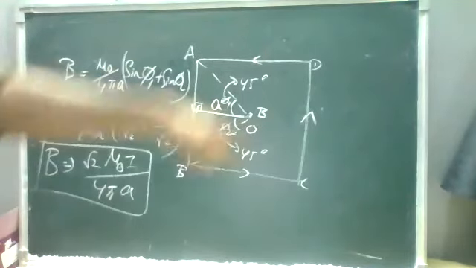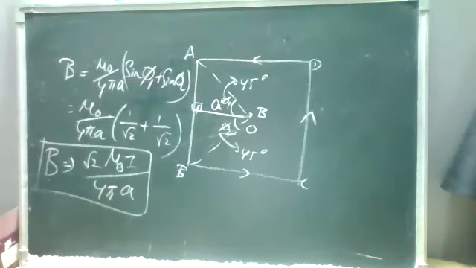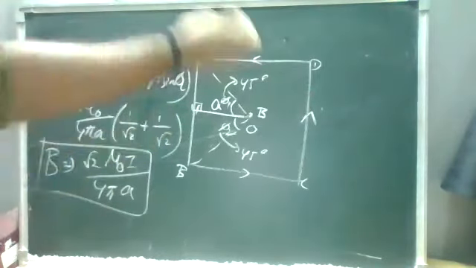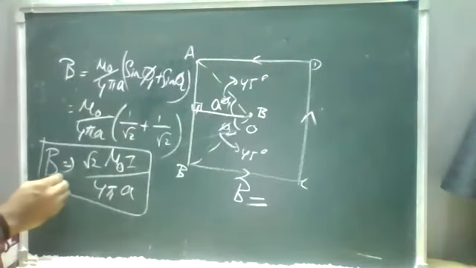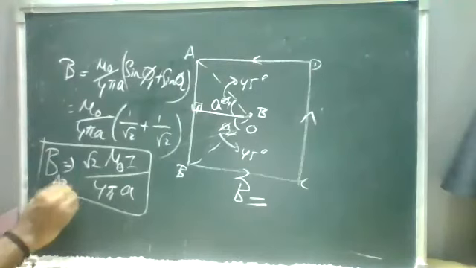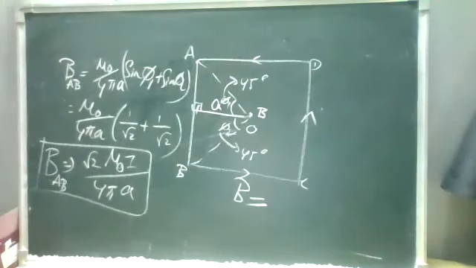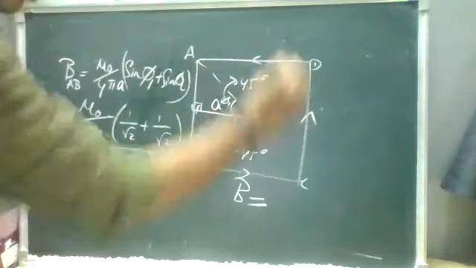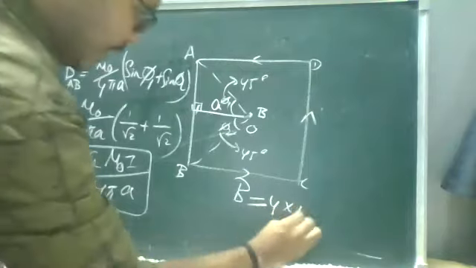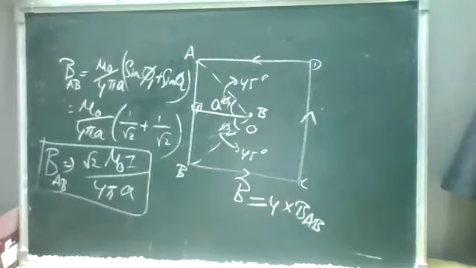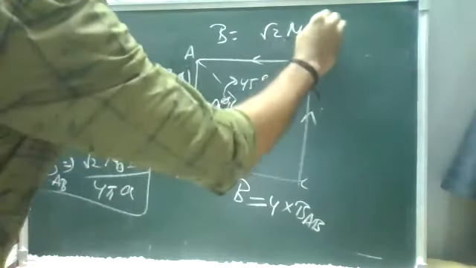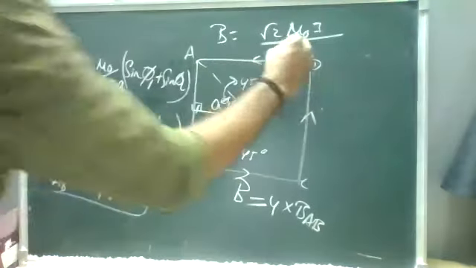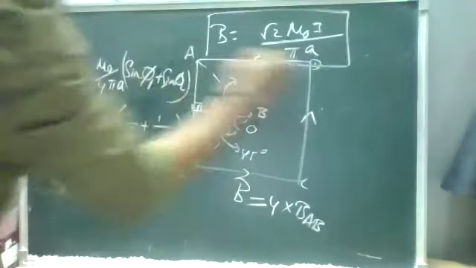Now, there are four sides here. So when you want to find the magnetic field for the complete coil, I'll take the magnetic field at each side, AB, as B AB. Now I need to find the magnetic field at the total coil. There are four sides, so B is equal to 4 into B AB. So the magnetic field B is equal to 4 times root 2 mu naught I by 4 pi A, where the 4 will get cancelled. This is your magnetic field at the center for this coil.